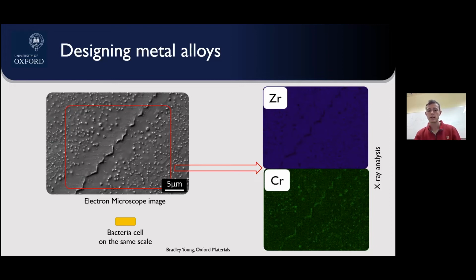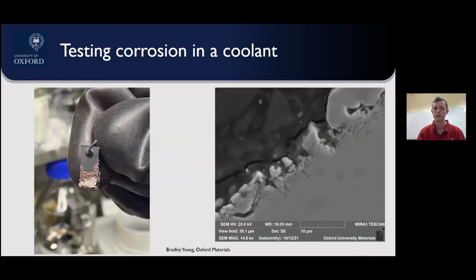What we can then do is look at our structure. We can see here how our structure has these lines in it, and we need to understand how those lines can affect the properties of our material. We can also use the X-rays that come off this material to understand where certain elements are more concentrated than others. So what we can see here is that our chromium is really concentrated in some of these regions of our structure, which is really important for understanding how and why our metal works the way it does.